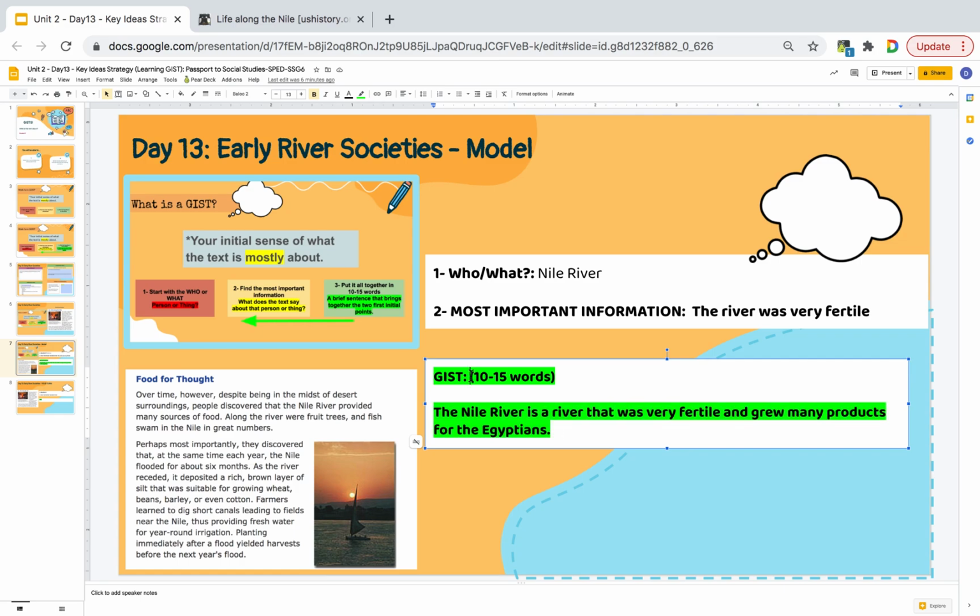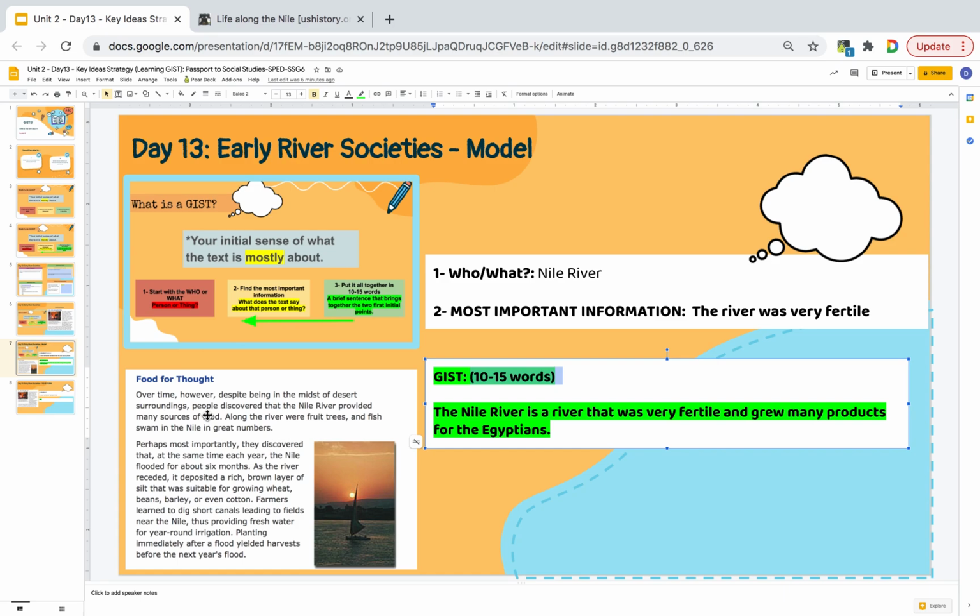It says here to create a sentence using 10 to 15 words. The reason why we want to stay between that range of 10 to 15 words is because we're not giving a full summary. We just want the initial sense of what the text is mostly about. We don't want to give evidence. We're not looking for exactly what kind of soil it had or anything like that. We just want to keep it short so that we can refer back to it when answering extended questions, for example.